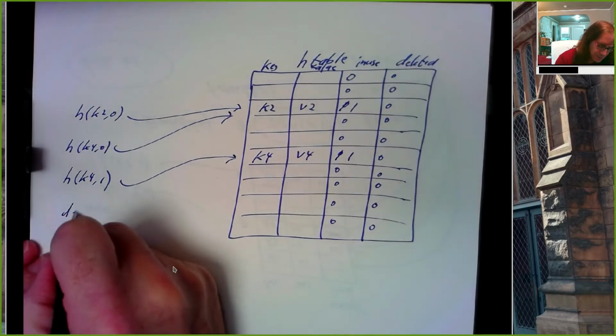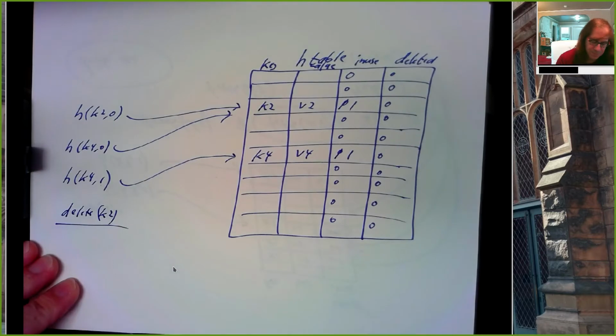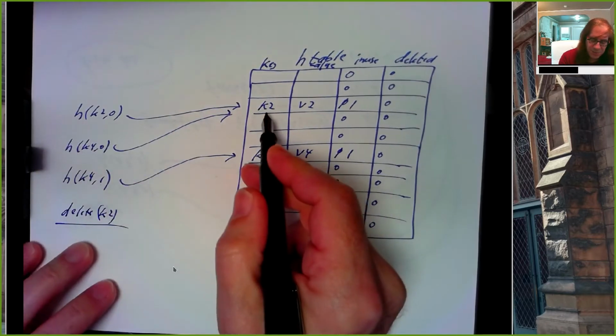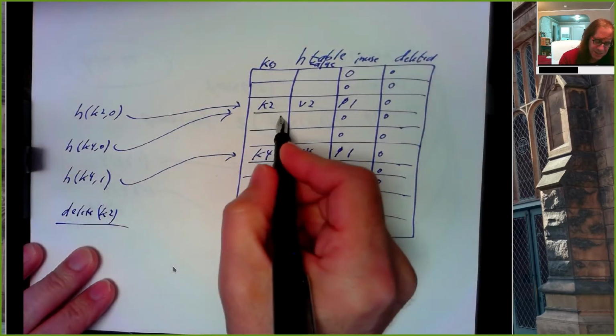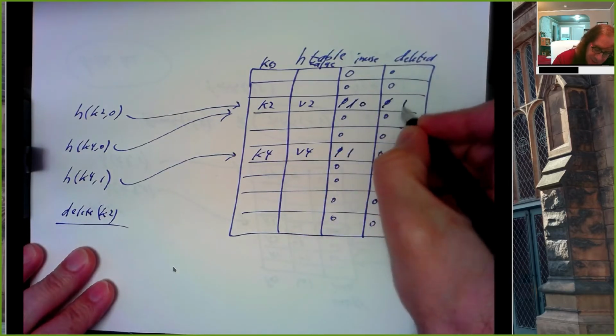Okay, now we delete K2. So we hash K2, it comes over here, we check the key, that is K2, so we delete. We set the in use to 0, but we set the deleted flag to 1.